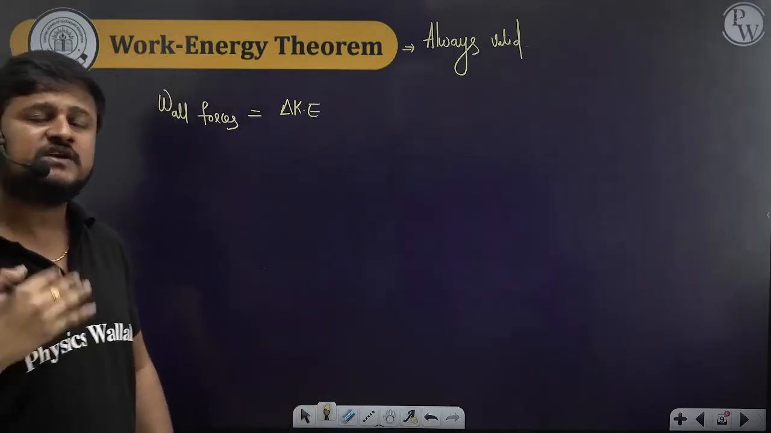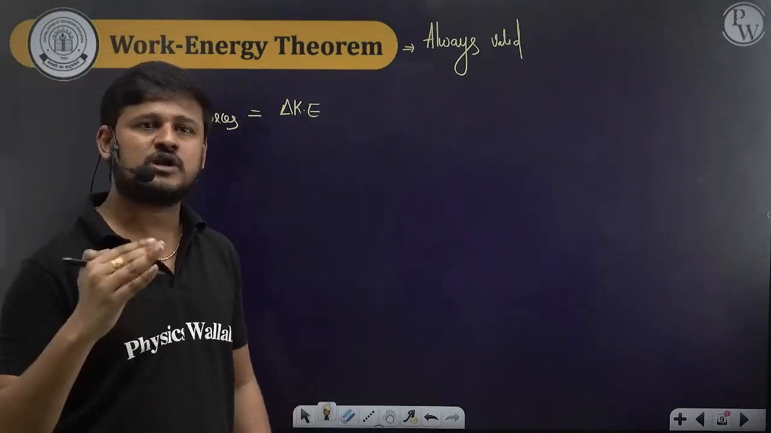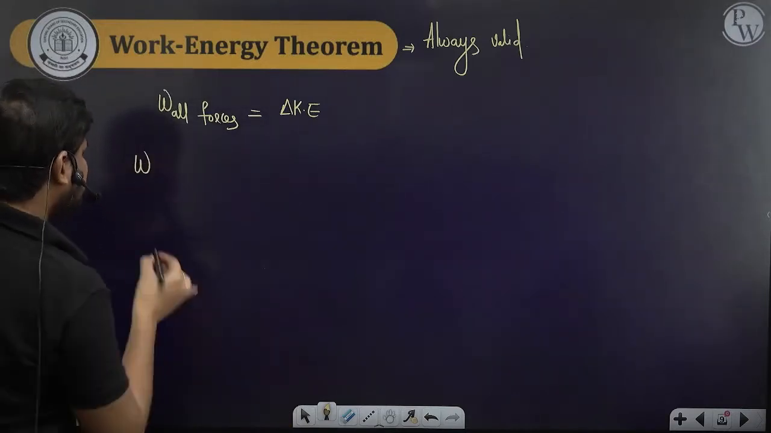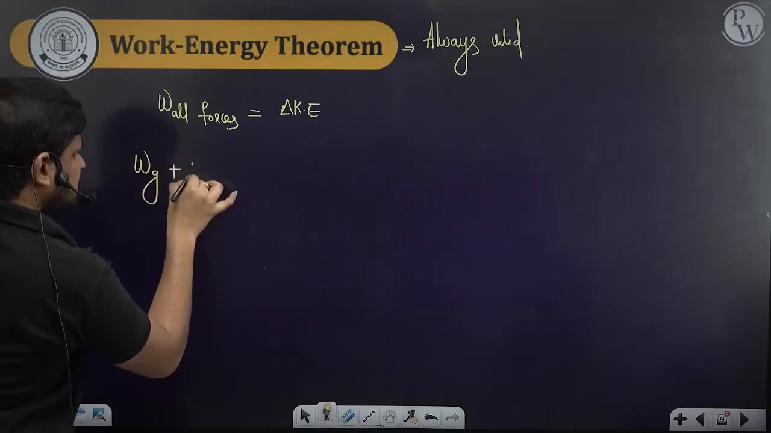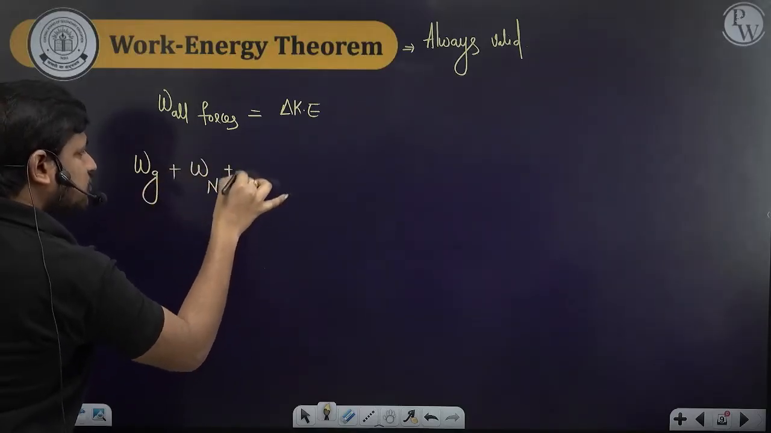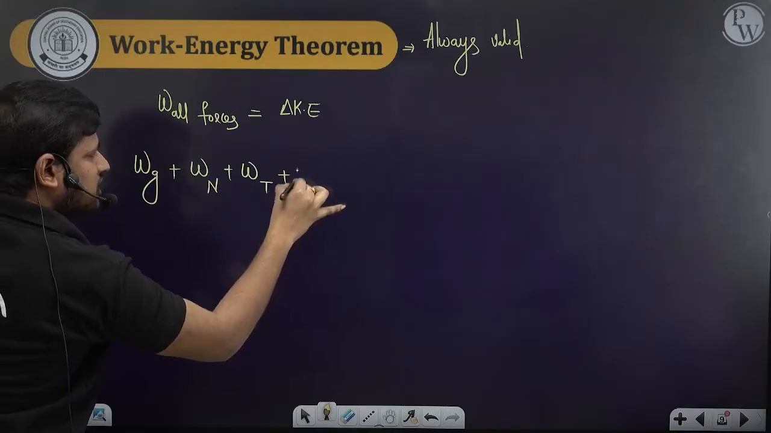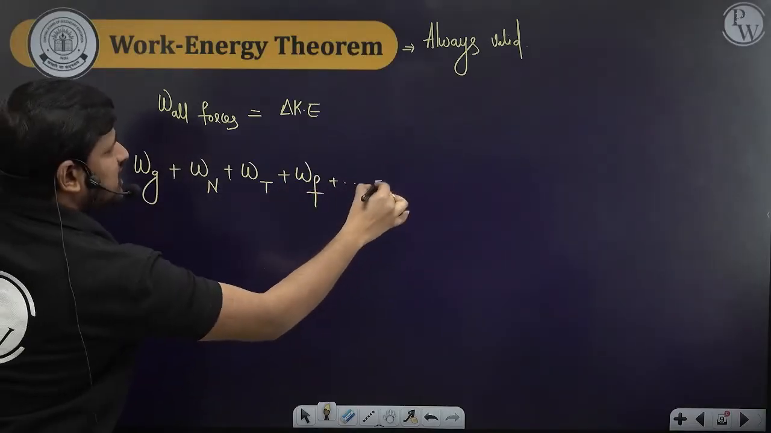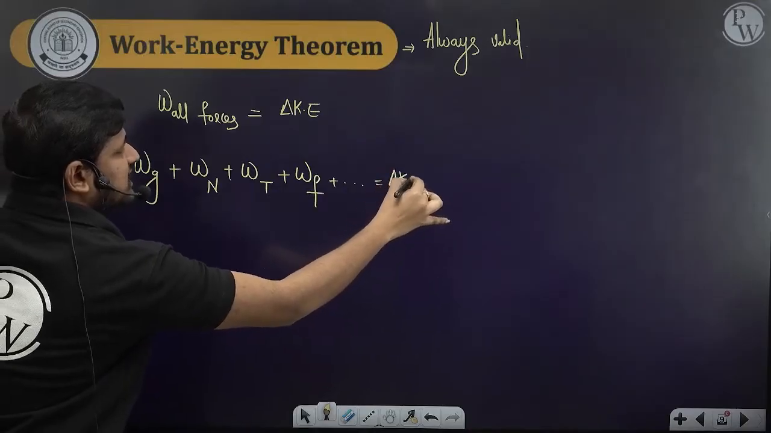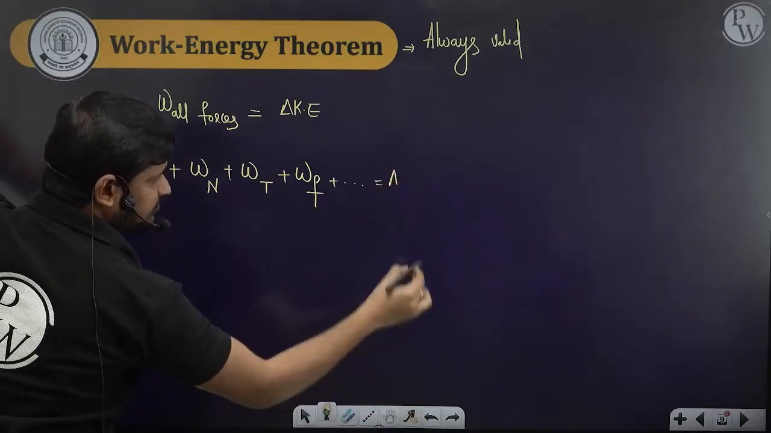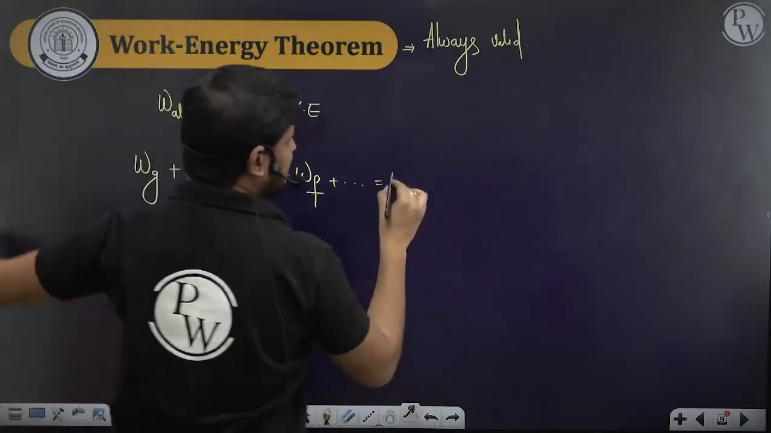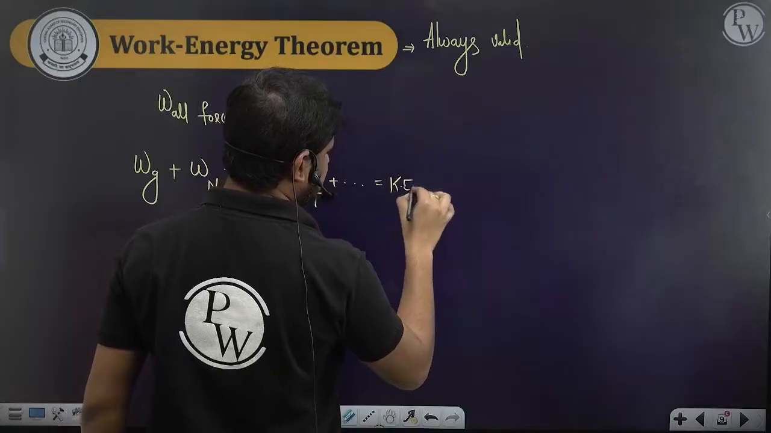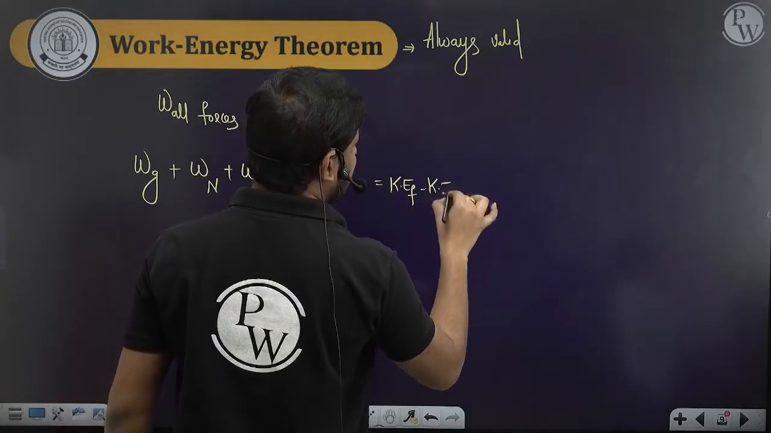Whether it is a conservative force or a non-conservative force, the work done by all the forces will be equal to the change in kinetic energy. So here, let me take the work done by gravity plus the work done by normal force plus the work done by tension force plus the work done by friction. Like that you can take n number of forces, which will be equal to the change in kinetic energy. Change in kinetic energy means the final kinetic energy minus the initial kinetic energy, so KEF minus KEI we can write.